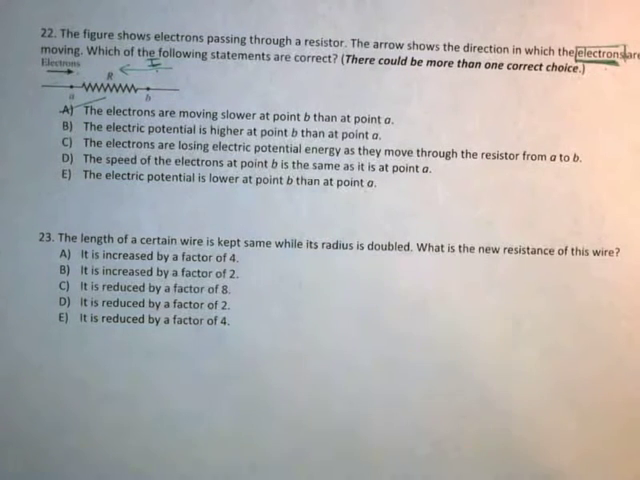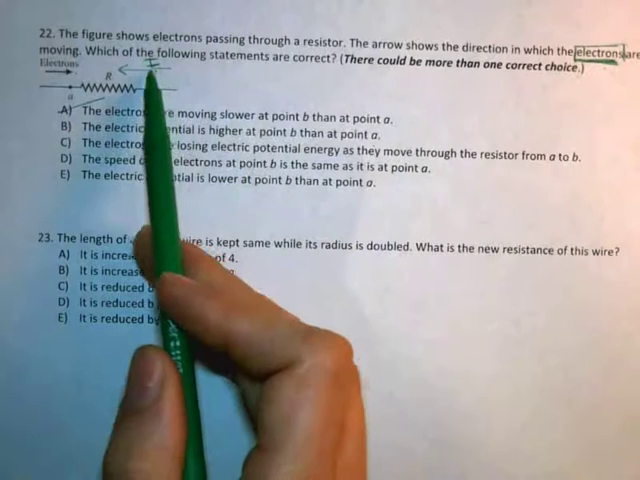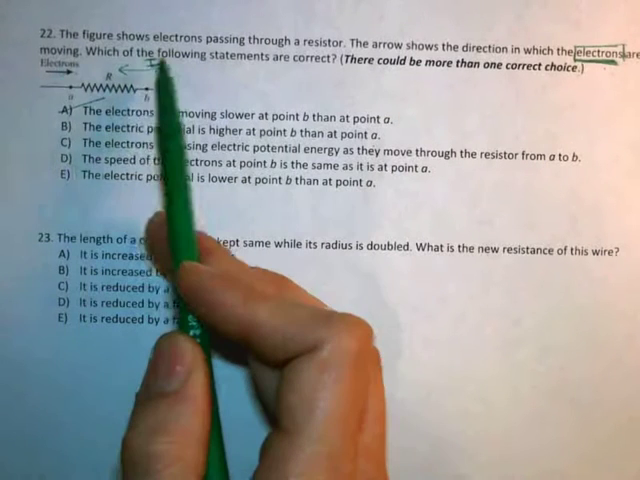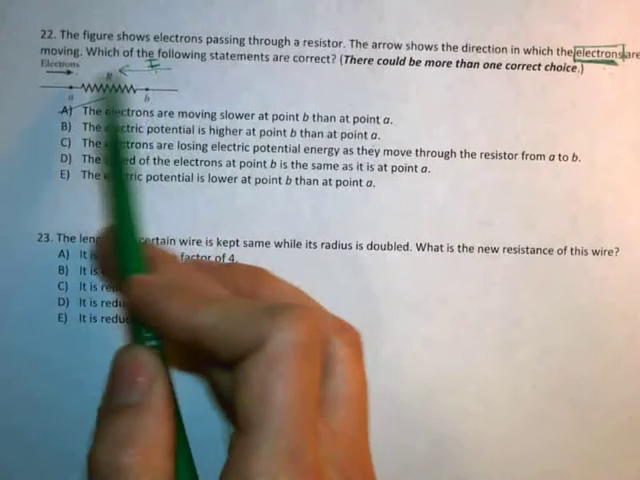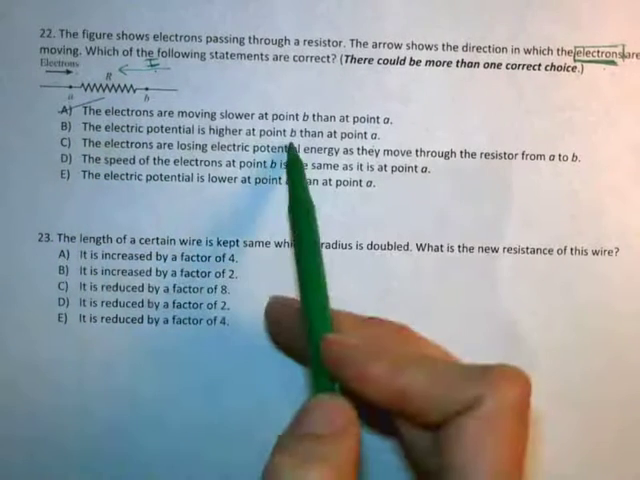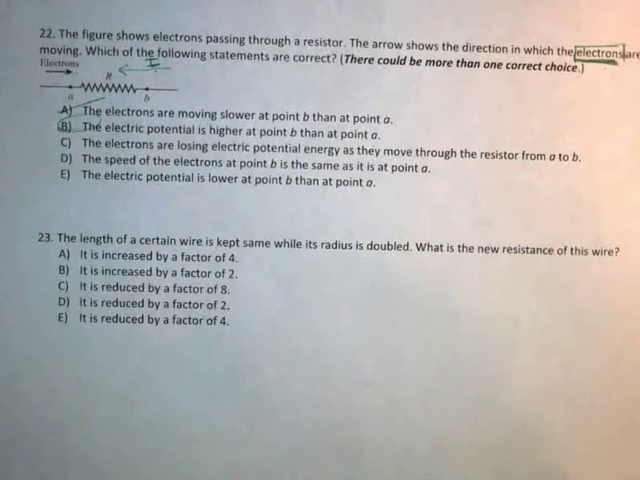Next, electric potential is higher at point B than point A. Well, I have current, the flow of positive charge, going from B to A. I know that positive charges roll downhill from high potential to low potential. So that fits with what I want to do. So that one's true.